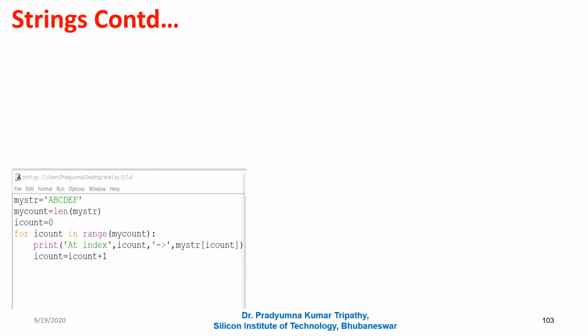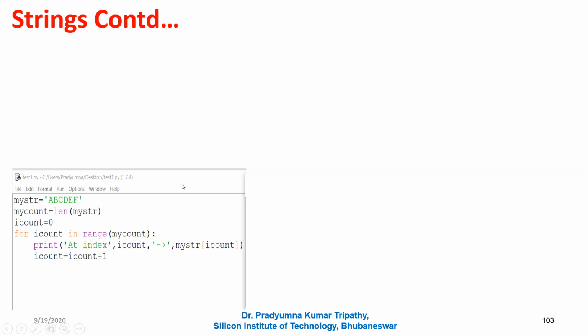So now look into this other example. It says that this is my string. Suppose the string is A, B, C, D, E, F. I count the length of the string. What is i count? I count is 0. So i count is in a range of my count. What will be my count? My count is 6, because the length is 6. So it will range from 0 to 5.